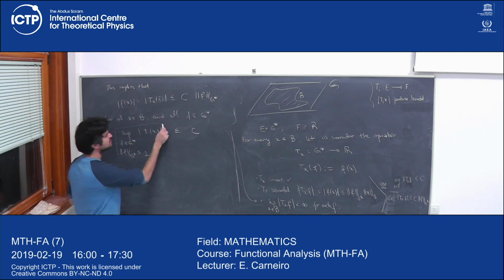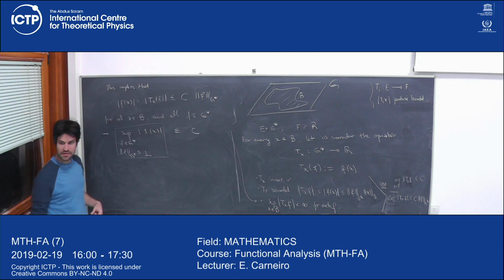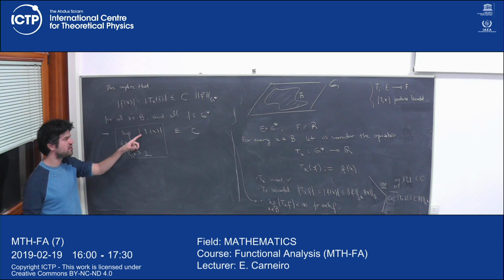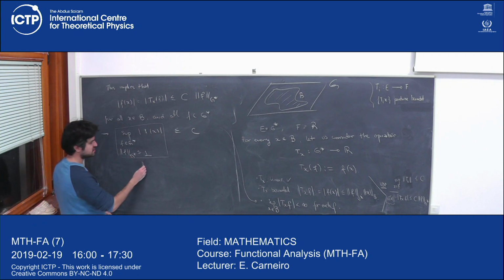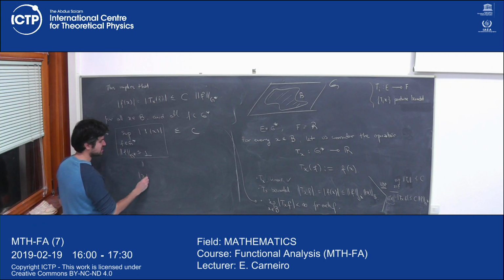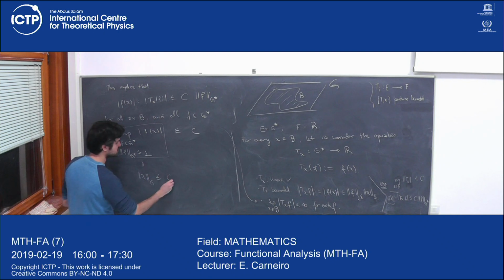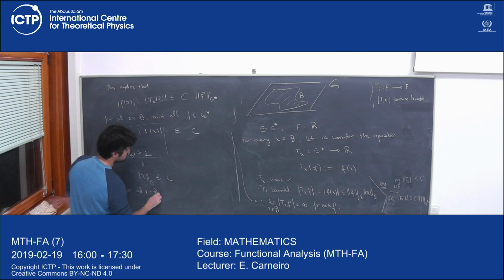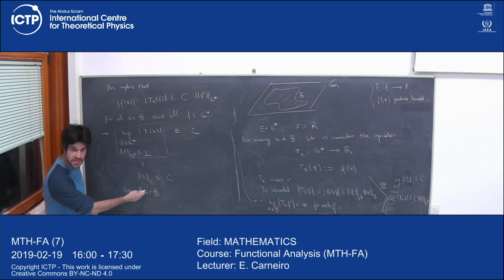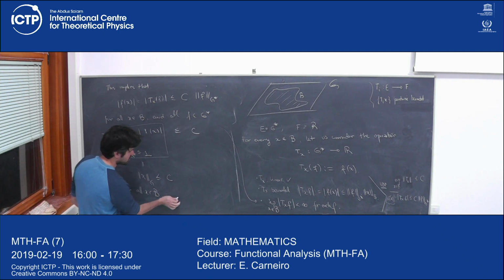And we have seen by the duality statement that if I fix x and take the supremum of |f(x)| over the unit ball of the dual, this is the norm of x, which is less than or equal to c for all x in the set B. So this is to say that the set is bounded.